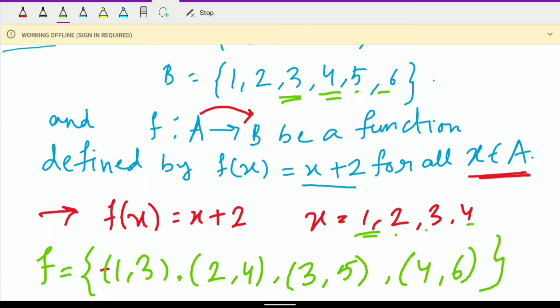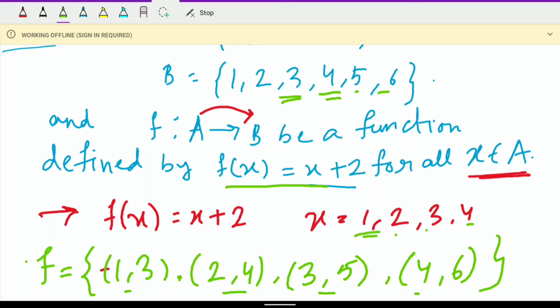So these 4 ordered pairs we may write as follows: f as a set of ordered pairs can be written as f equals to 1 comma 3, 2 comma 4, 3 comma 5 and 4 comma 6. Okay, now here clearly different elements in A have different images under the function. So f of x, this function, is a 1-1 function.